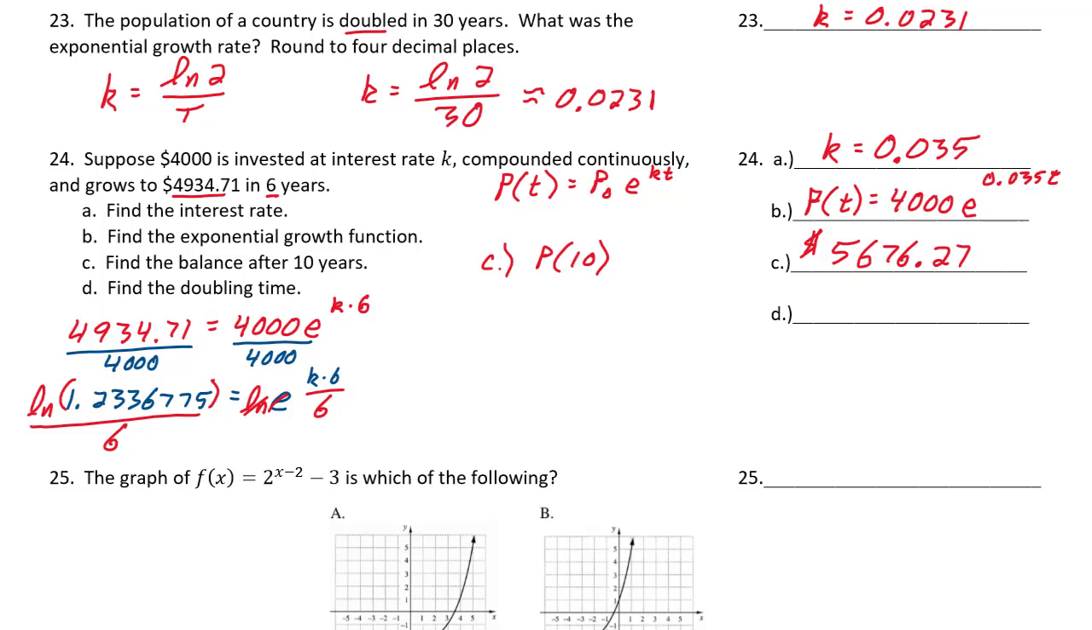As far as finding the doubling time, once again, t is equal to the natural log of 2 divided by the k, which we already solved for as 0.035. So if I did the natural log of 2 and divided by 0.035 on the calculator, it comes up with my time value, in this case being 19.8 years. Because remember, with these problems, the time is always in terms of years.